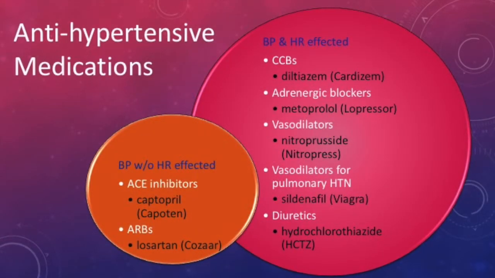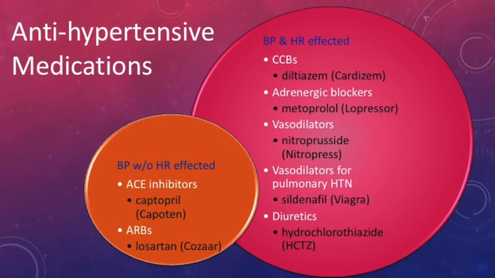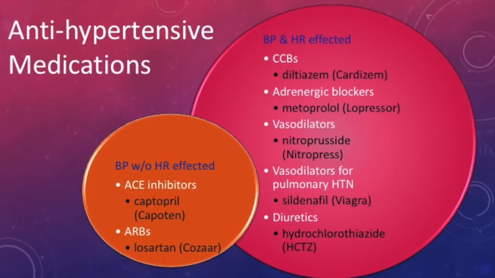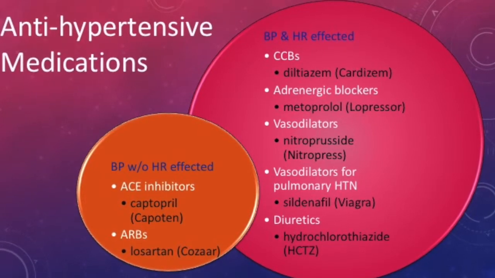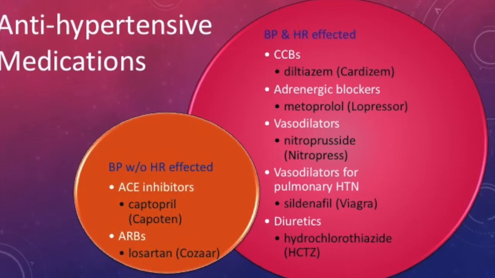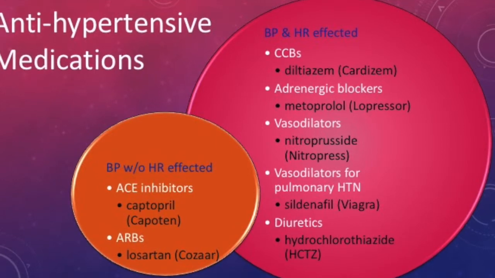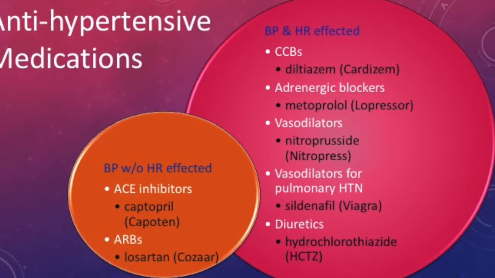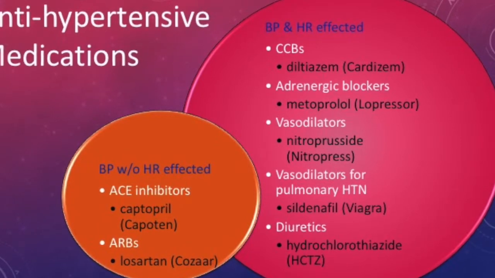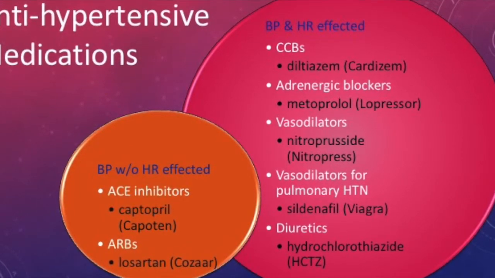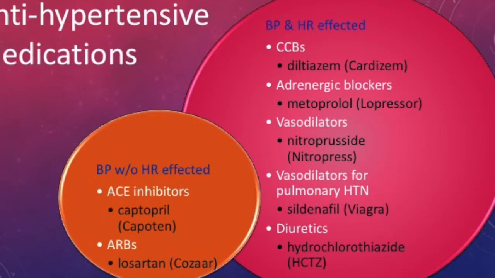In regards to antihypertensive medications, the blood pressure is going to be affected, whereas the heart rate is not affected in ACE inhibitors and ARBs. Just those two, ACE and ARBs. Now, the rest are going to have the blood pressure and heart rate affected: the CCBs, adrenergic blockers, vasodilators for pulmonary hypertension, as well as the diuretics.